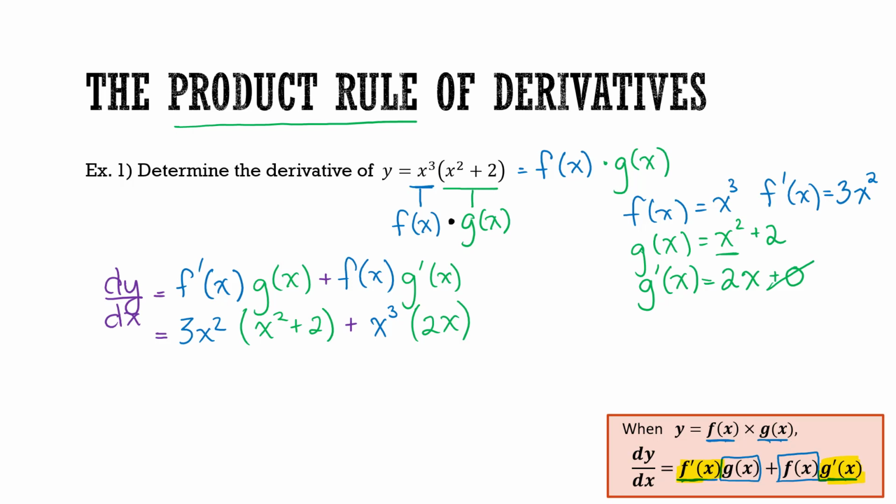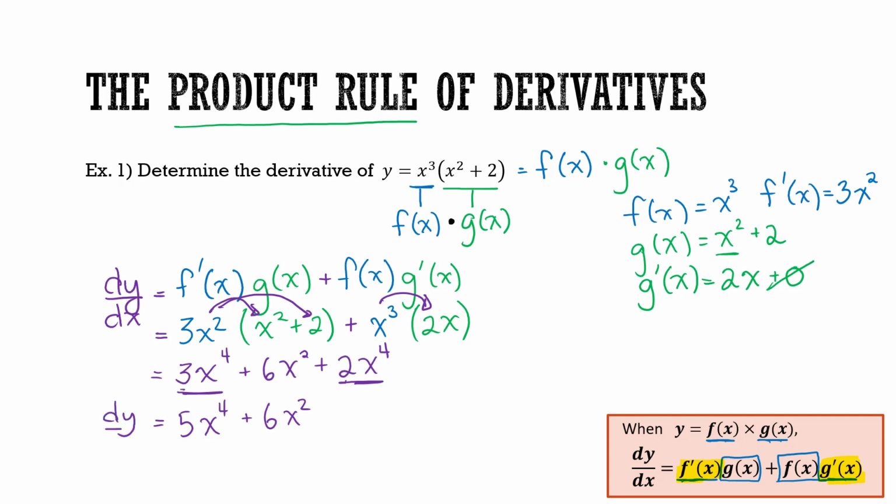Now the next step is to clean this up, but we have done the product rule. We're just going to simplify it now. I multiply 3x squared times x squared, and I get 3x to the power of 4, plus 3x squared times 2, and that gives me 6x squared. Here I'm going to have x cubed times 2x, and that's going to give me 2x to the power of 4. Now I collect my like terms for x to the power of 4. So I have 3 plus 2x to the power of 4, giving me 5x to the power of 4, plus 6x squared. And there is my derivative dy over dx.